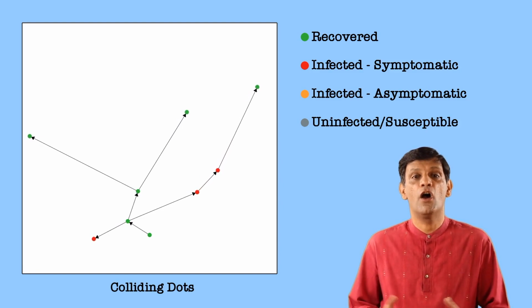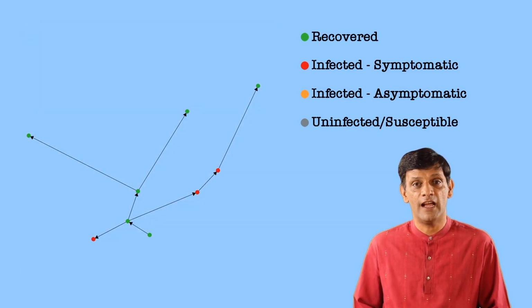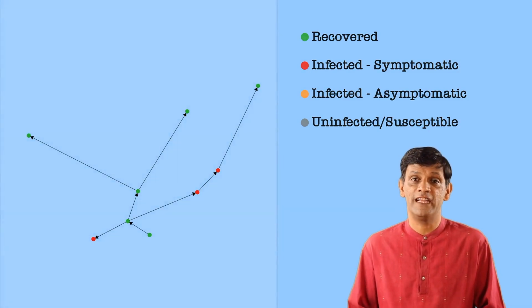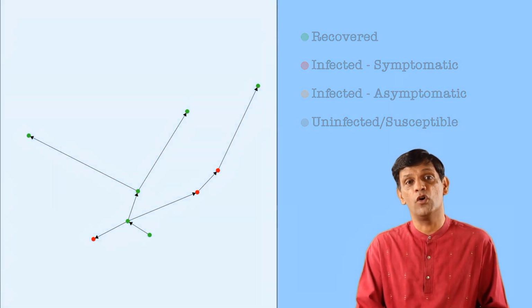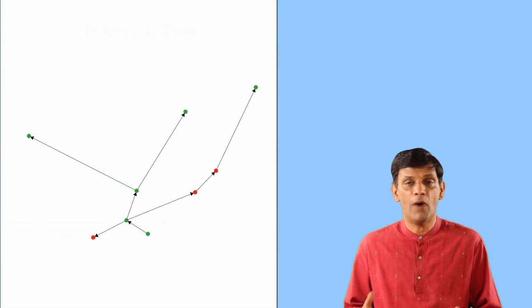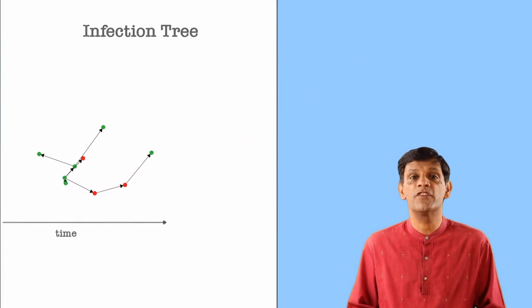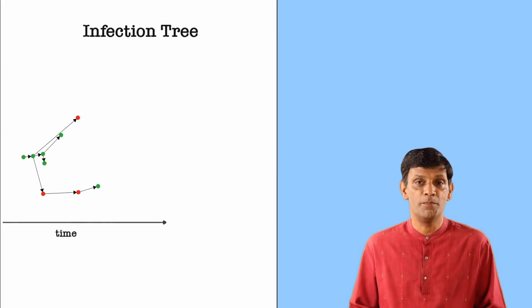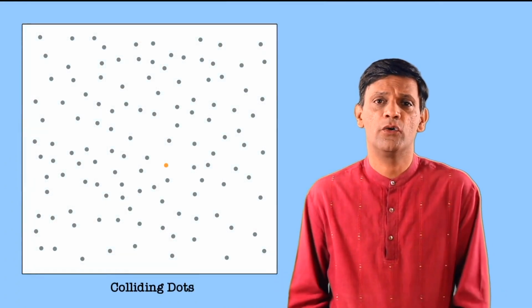However, we will redraw it. On the x-axis, we will place time. Thus, if a person got infected early, they would appear before a person who got infected later. The y-axis would not be representing anything, and we will use scientific license to make our tree look nicer. With this color coding, let's get back to our colliding dots animation.